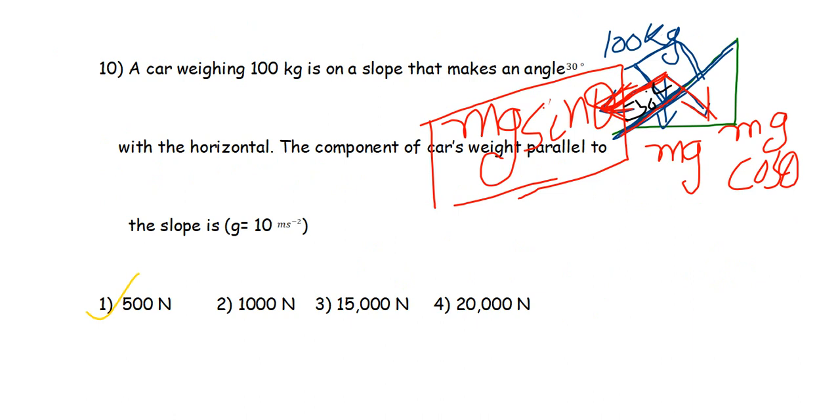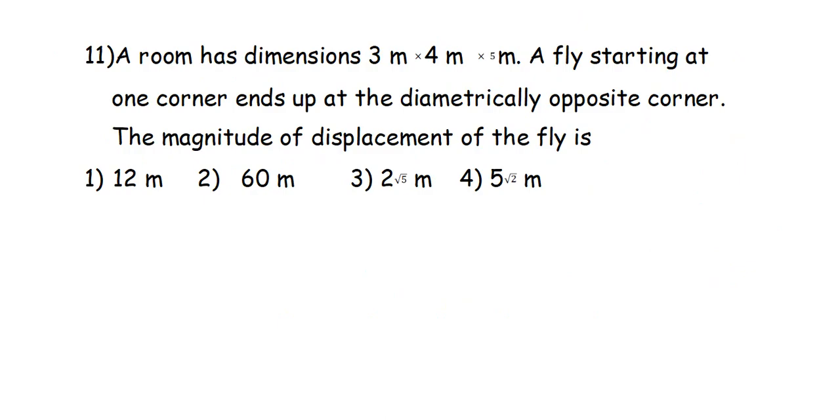Next one is, a room has dimensions 3 meters, 4 meters, 5 meters. A fly starting at one corner ends up at the diametrically opposite corner. The magnitude of displacement of the fly is. Room dimensions: length is 3 meters, breadth is 4 meters, height is 5 meters.